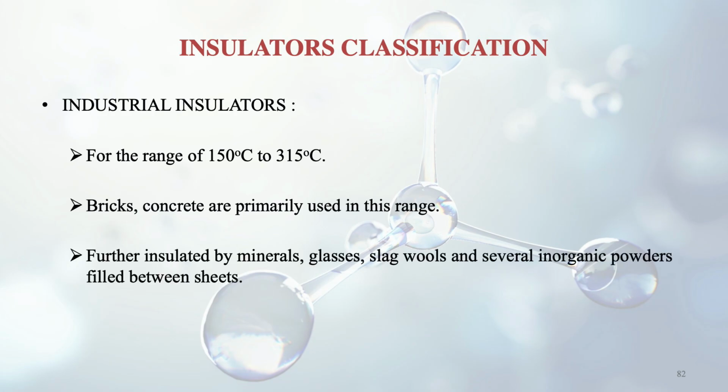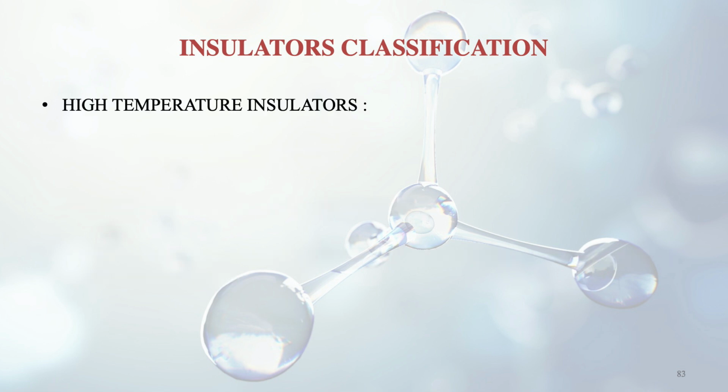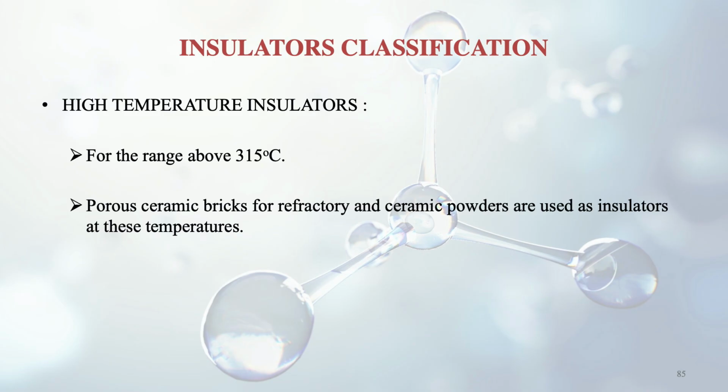And these are further insulated by minerals, glasses, slag wools, all these things we may have seen in industry if we had made a visit there. And other inorganic powders also, which are filled between sheets. And the last one is the high temperature insulator, and this one is used in the range above 315 degrees centigrade. And the materials which come under this category are porous ceramic bricks for refractory and ceramic powders, and these are used as insulators at these temperatures.